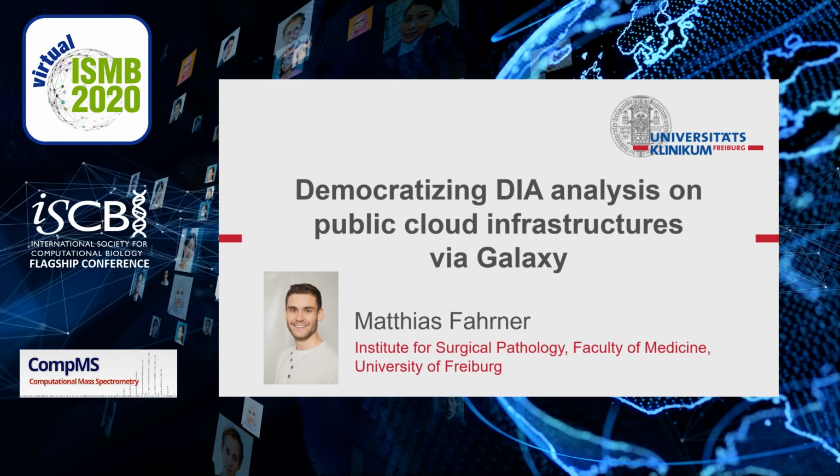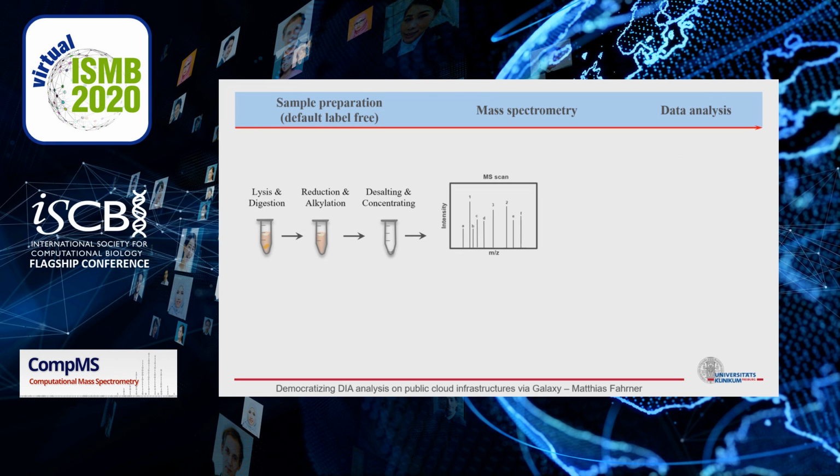Today, I would like to talk about democratizing DIA analysis on public cloud infrastructures via Galaxy. First, I would like to introduce some of the principles and characteristics of data-independent acquisition mass spectrometry. Generally, this includes normal label-free sample preparation, during which the proteins are solubilized, digested, and most often cysteine residues are alkylated. Cleaned up samples are measured in the mass spectrometer, leading to mass spectra.